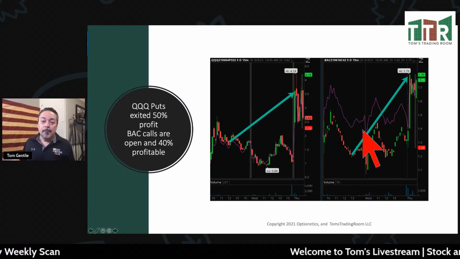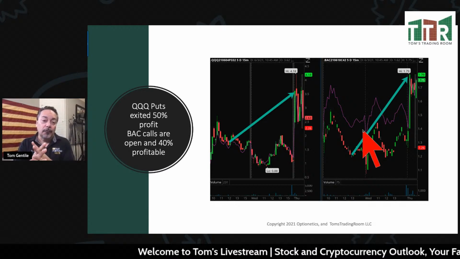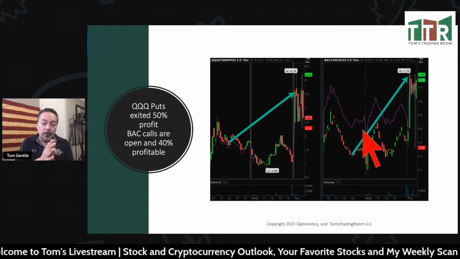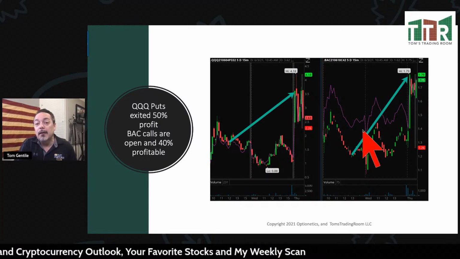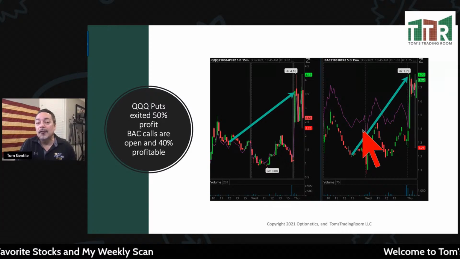Now, I look at stocks a little differently. I look at 100% returns. If it's an option or an ETF, I look at 50% upside, just because ETFs are a group of stocks all fighting together and you're trading the basket.